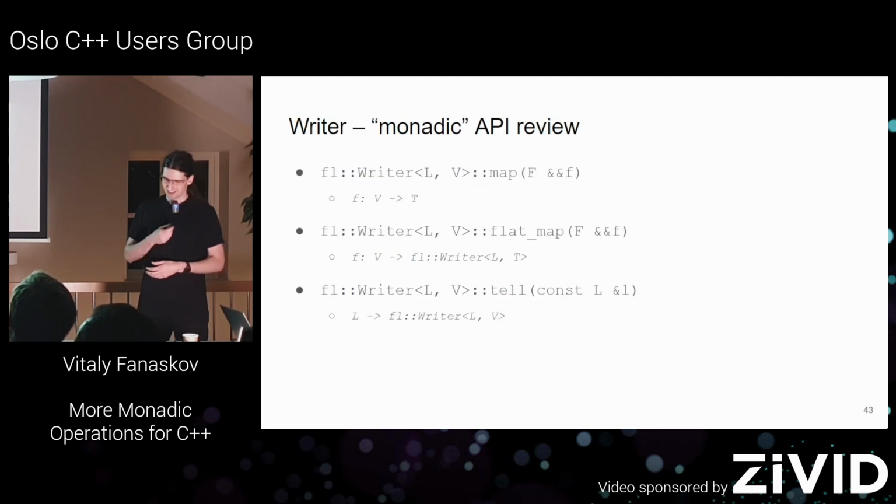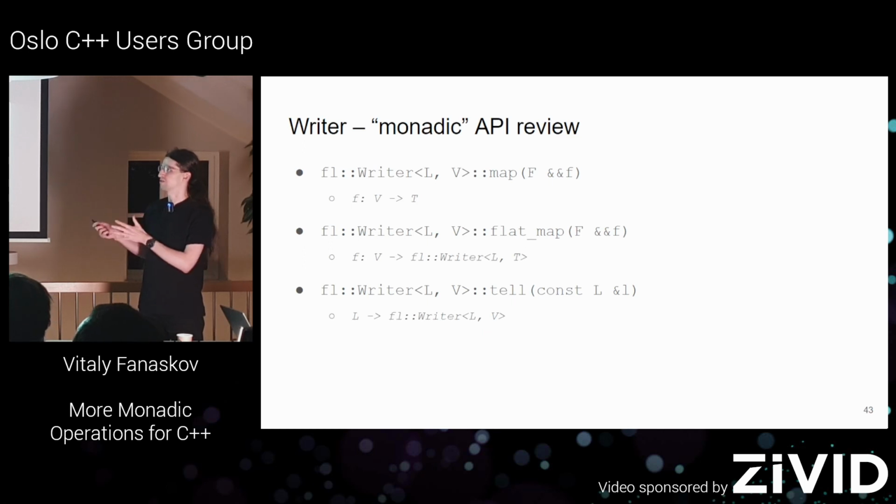Now we can do a brief review of the API. We have the map function that transforms the value the writer holds. We have flat map that also transforms the value but returns another writer, and logs in this case will be combined. Then we have tell, and this is just to add some more entries to the log.